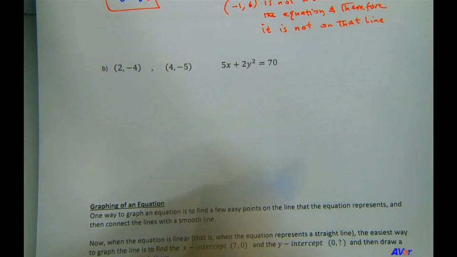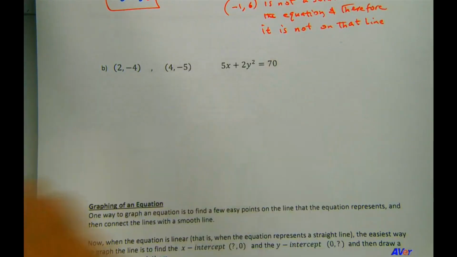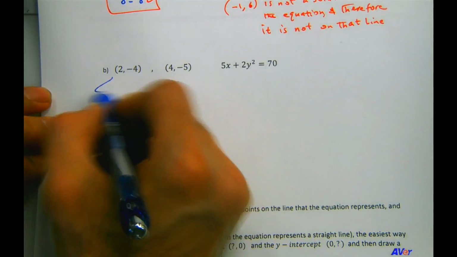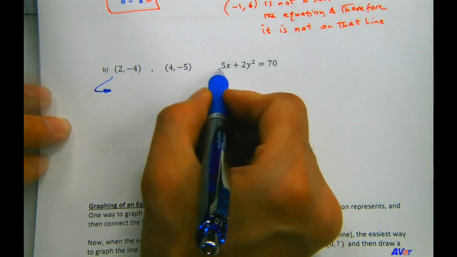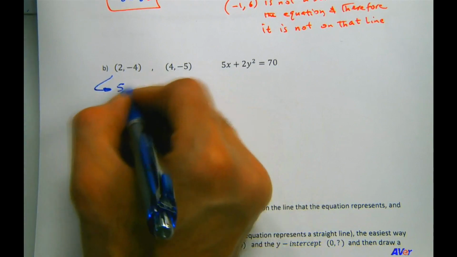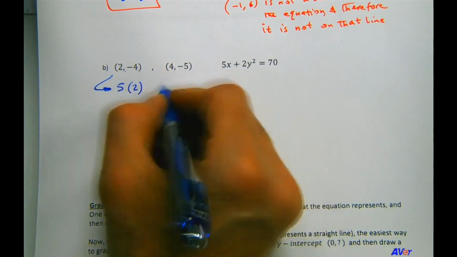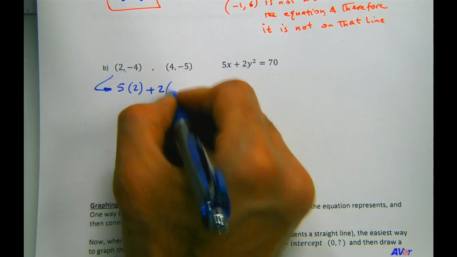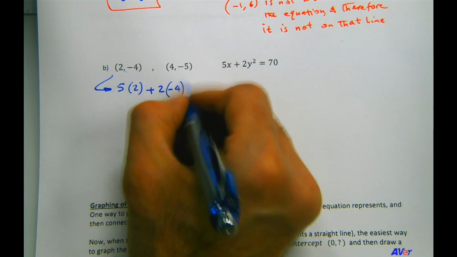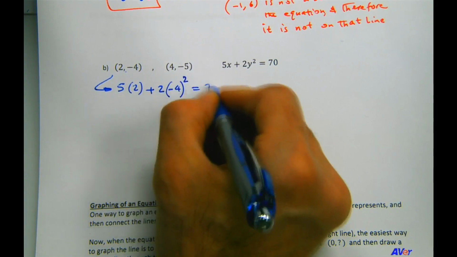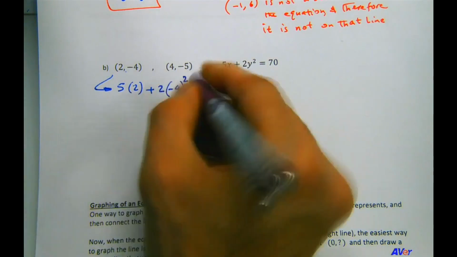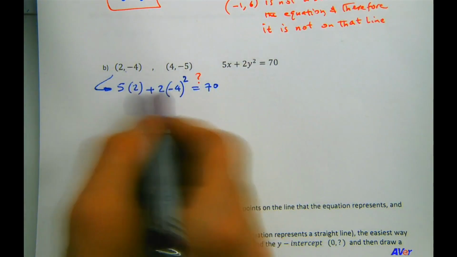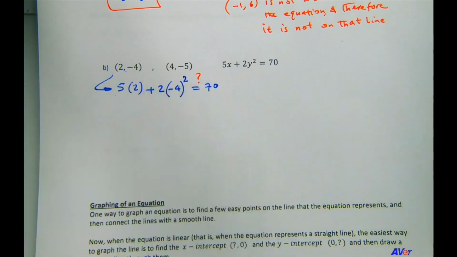Here we have 2 more points. So let's plug in and find out. First, we're going to plug or check that one. Substitute for x with 2, so we have 5 times 2 plus 2 times y squared. Y is minus 4 squared equals 70. And we're not saying that this is the case, but we're checking that. When we substitute these coordinates into this equation, is the left-hand side equals 70?